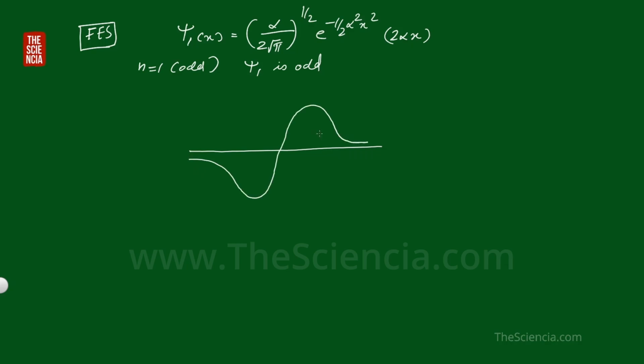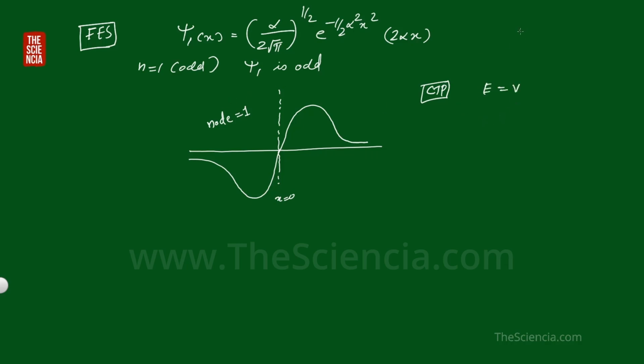So it will look like this one. And this is the x equal to 0 position. And you can see here there is one node. In the ground state, there is no node, but here there is one node. And now we want to find out the classical turning points. That is, the condition is E is equal to V.